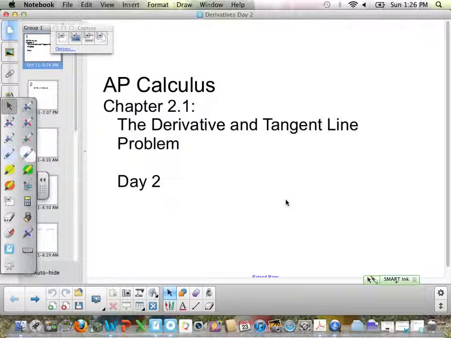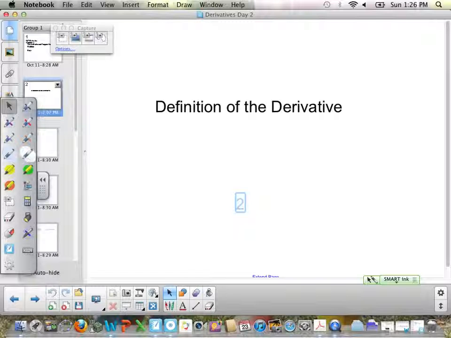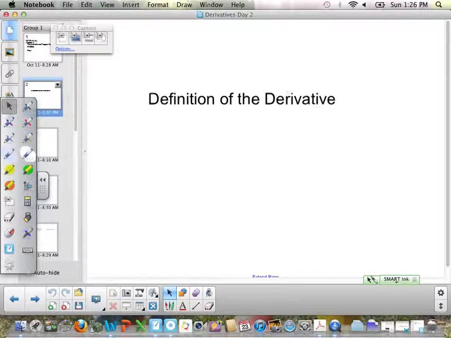Chapter 2.1, the derivative and tangent line problem, day 2. Let's review the definition of the derivative.